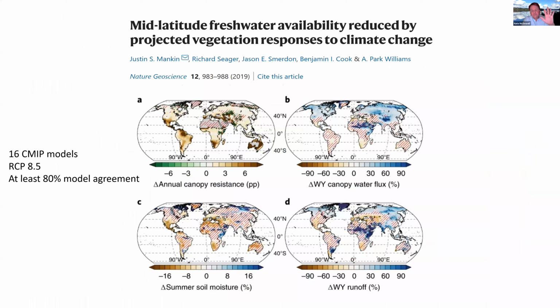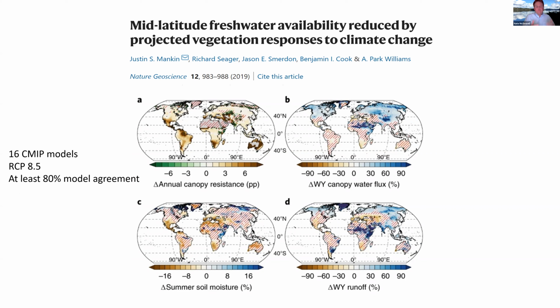Now, Forrest, I apologize. I added one more slide in the last 20 minutes because I really like this paper and I'd forgotten about it. This is a nice analysis with 16 CMIP models under RCP 8.5, where they look at the runoff, et cetera, responses to changes in climate and CO2.